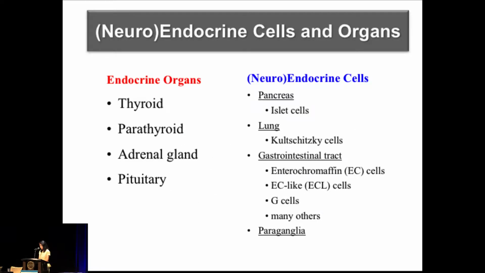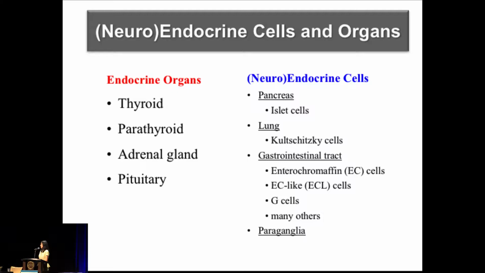So you may know that endocrine organs, in general, are something you could feel, such as the thyroid when it's enlarged, or you can see on a CT scan or even X-ray. So these are endocrine organs, such as thyroid, parathyroid, adrenal glands, and pituitary. However, there's another system that cannot be detected by CT scan, and we can only appreciate the cells or organoids under the microscope.